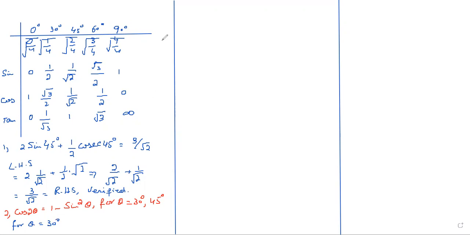The question is cosine 2 theta, so it means cosine 2 times 30 degrees equals 1 minus sine 30 degrees square. So it will be cosine 60 equals 1 minus sine square 30 degrees. Cosine 60 equals 1 over 2.